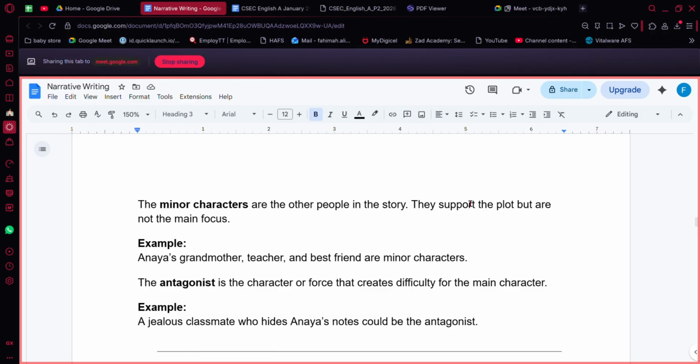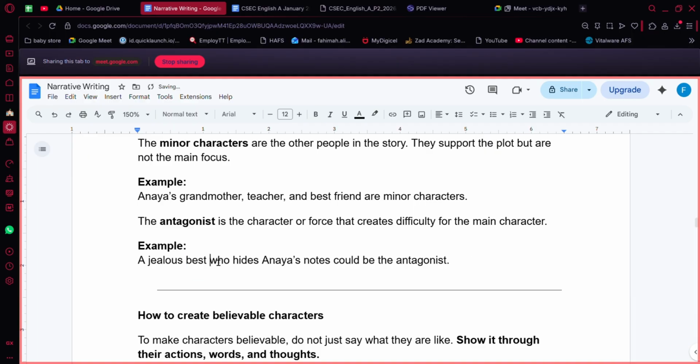She thinks that it is her best friend, but in reality it is just somebody who is trying to sabotage her and make her fail. So that person now becomes the antagonist, who is the character who creates difficulty for the main character. So the best friend is also important in the story. Right. So then we change classmate to best friend here.